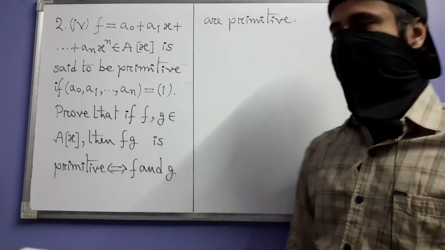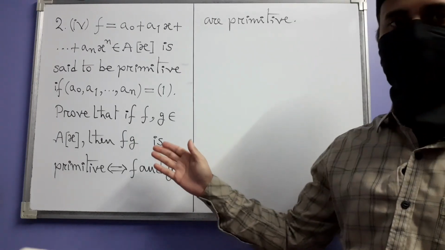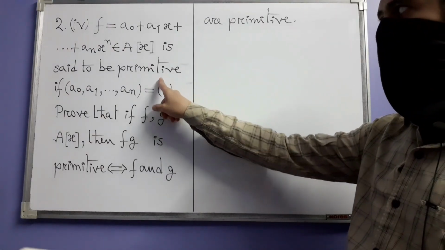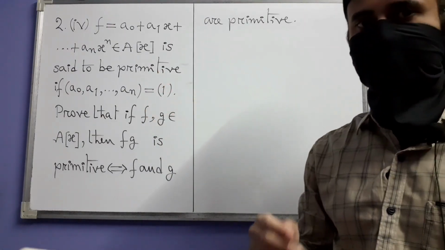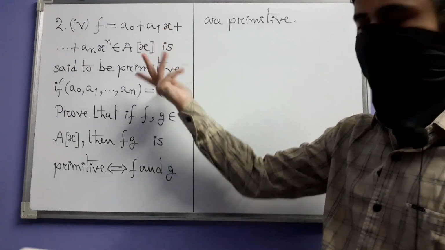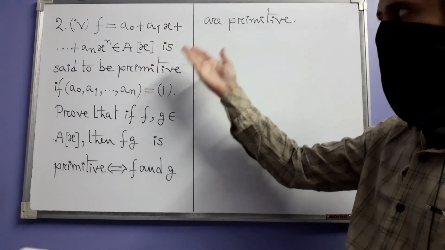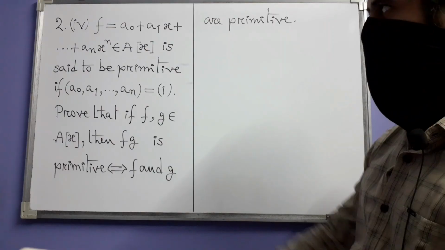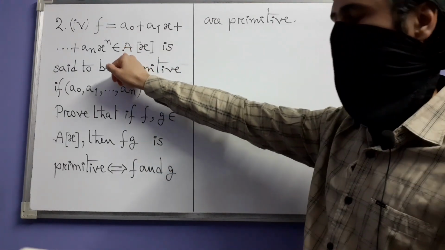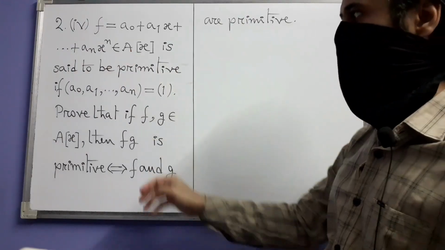And finally, we are now going to see the fourth part of the second exercise, which starts with a definition of a primitive polynomial. Let f be this polynomial. As usual, you already know, you have seen it in the other parts, where the coefficients are the ai's and they are coming from this ring capital A.